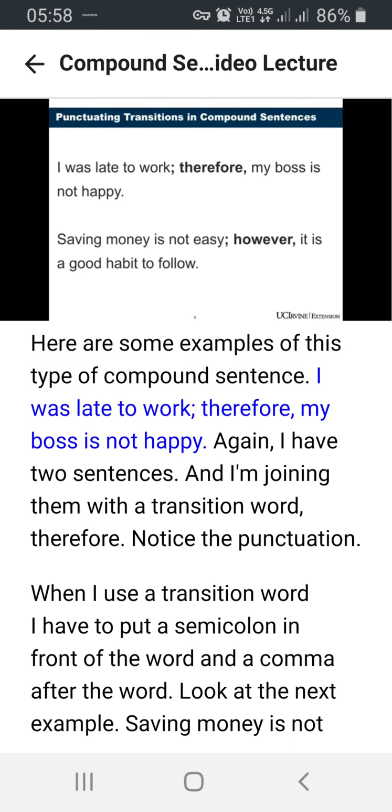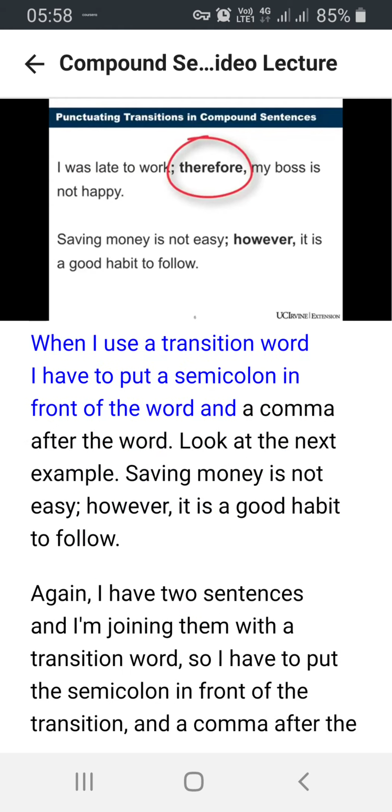I was late to work; therefore, my boss is not happy. Again, I have two sentences, and I'm joining them with a transition word, therefore. Notice the punctuation. When I use a transition word, I have to put a semicolon in front of the word and a comma after the word. Look at the next example.